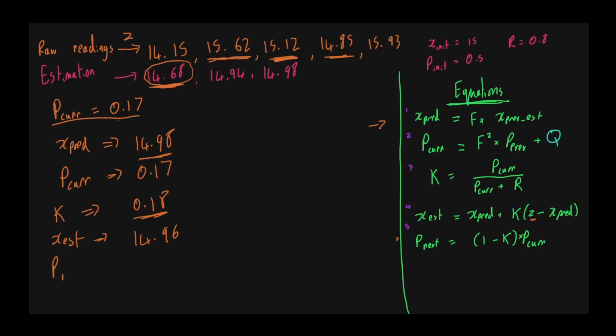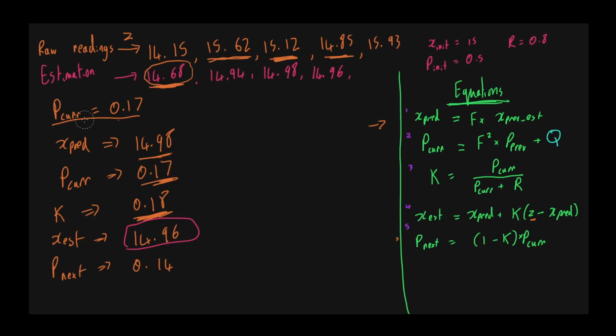Then we do our P next. And P next is simply 1 minus the Kalman gain, which we've calculated here, times the P current, which we calculated over here, and that is 0.13, or 0.14 rather, to 2 decimal places. And so here, remember, we just record whatever was found here. So that is 14.96.